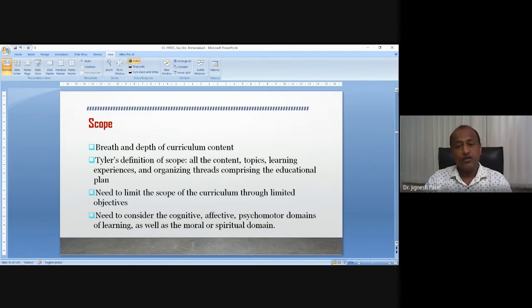We need to consider the cognitive, affective, and psychomotor domains of learning as well as the moral and spiritual domains. So while thinking about the scope, we have different domains of learning: cognitive, affective, psychomotor, moral, spiritual, emotional. All these points should be covered, so students get experience of the cognitive domain as well as the others. Generally, in the present day situation, we mostly focus only on the cognitive part of the curriculum. Very rarely do we think about the psychomotor, affective, social, moral, or spiritual domains. So while framing the curriculum, all these things should be taken into consideration in the scope.